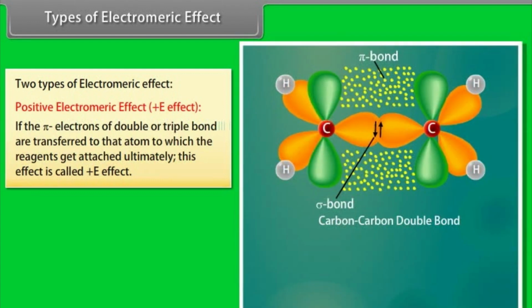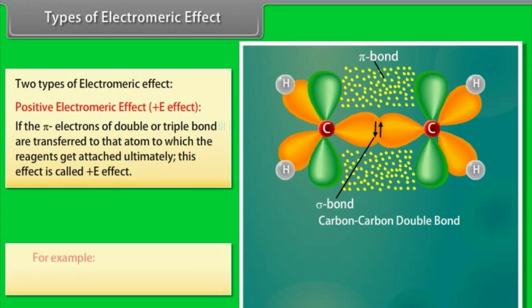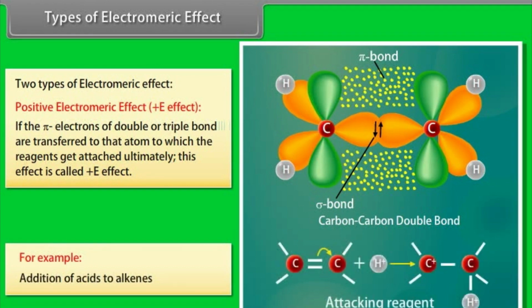Types of electromeric effect. There are two types of electromeric effect: positive electromeric effect, positive E effect. If the pi electrons of a double or triple bond are transferred to that atom to which the reagent ultimately gets attached, this effect is called positive E effect. For example, addition of acids to alkenes.